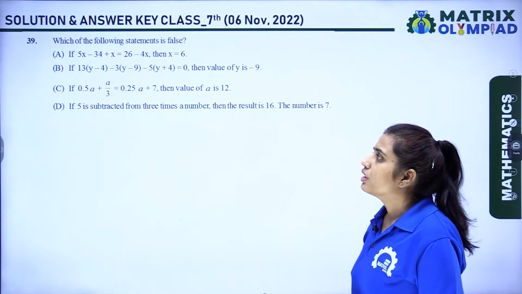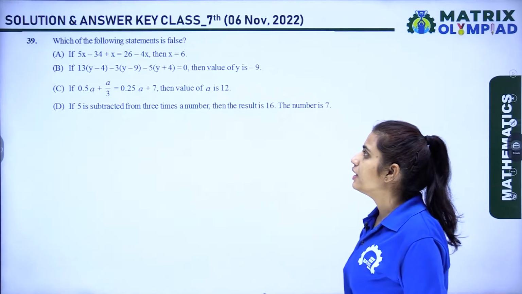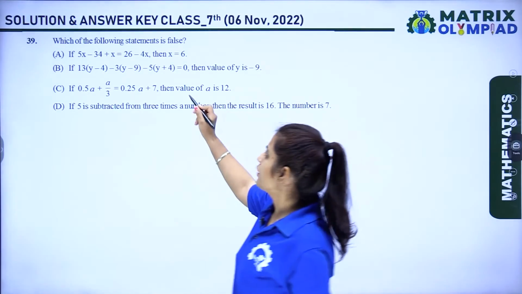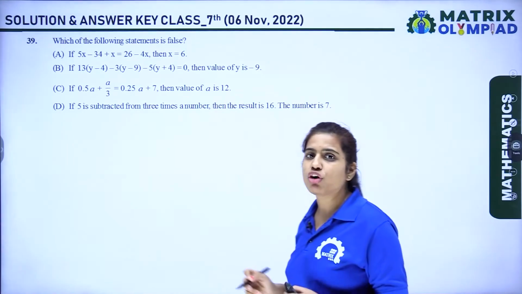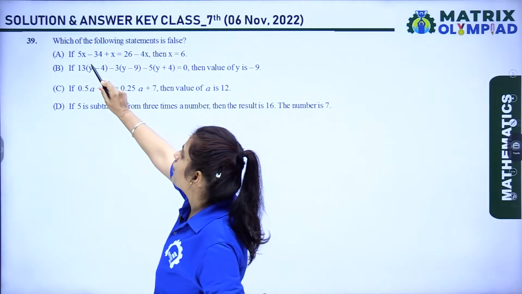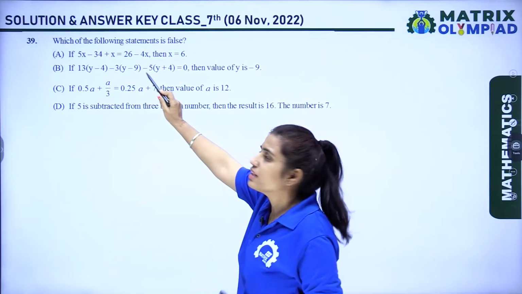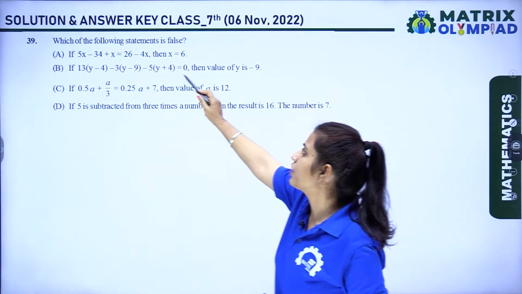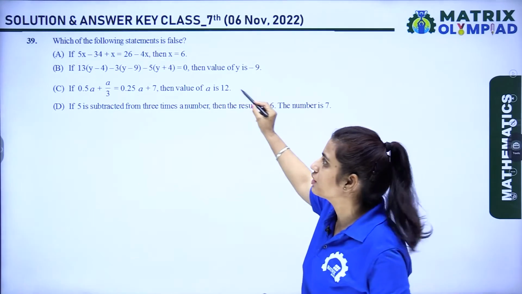Now next question is 39. Which of the following statement is false? We have to find out the false statement. Now first statement is, if 5x minus 34 plus x is equal to 26 minus 4x, then x is equal to 6.